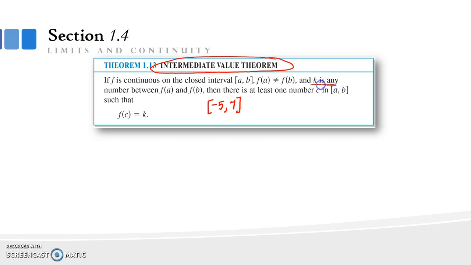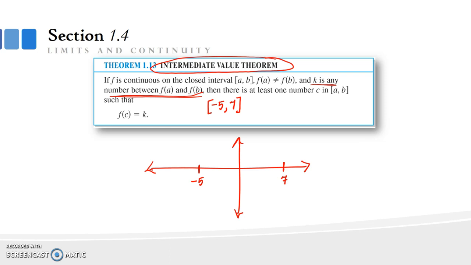And then k is some number in between f of a and f of b. Then we need at least one number in between where we have an output value of that k. So if you think about negative 5 to 7, and I'm going to put my negative 5 over here and my 7 over here. So let's say that this is my closed interval.